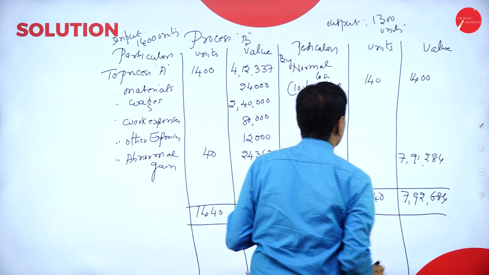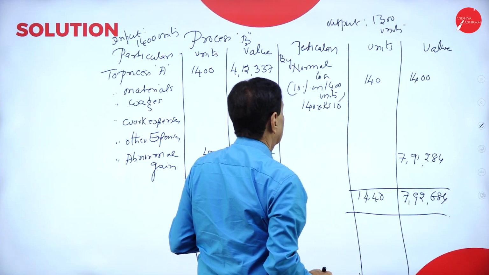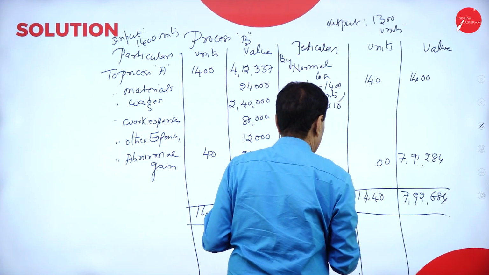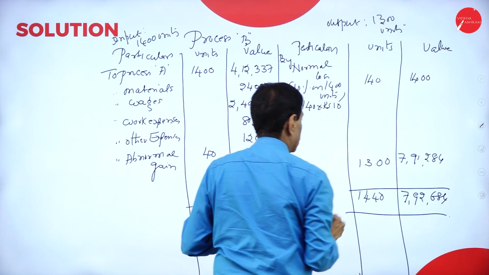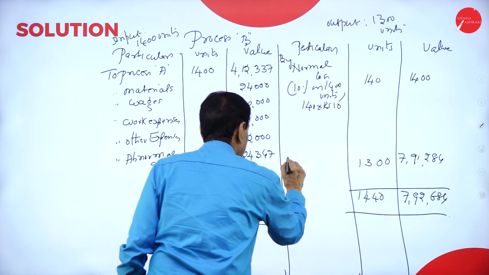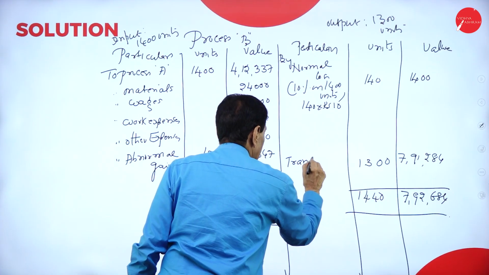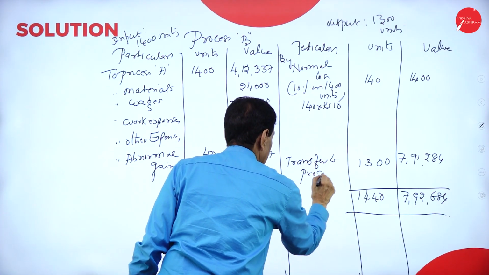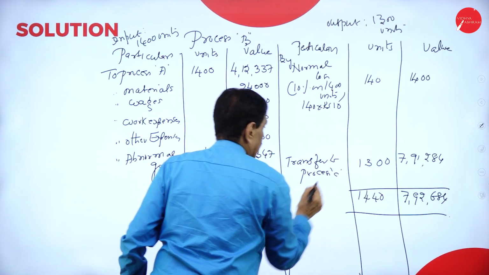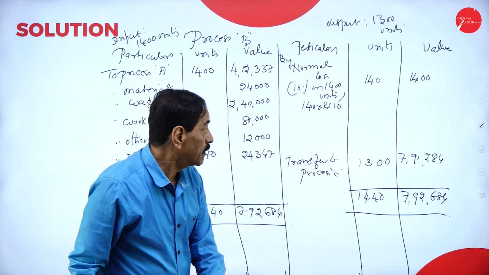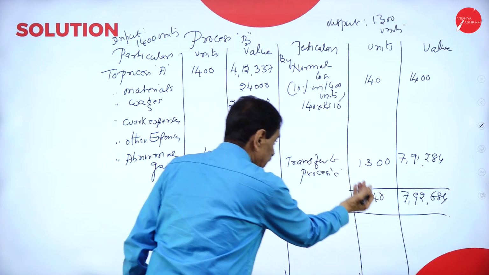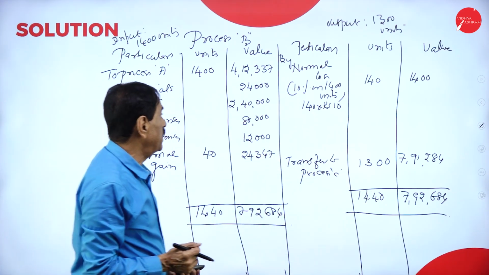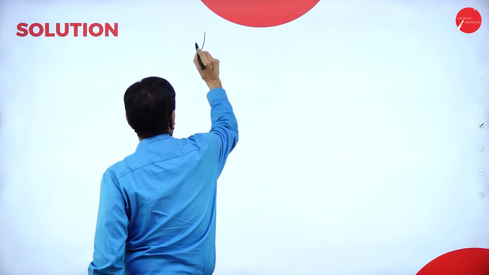7,91,284 units. 0, 0, 1,000. Transfer to process C. Transfer entry. So whatever the difference comes, the output of process B is transferred to process C. Last one, process C account.